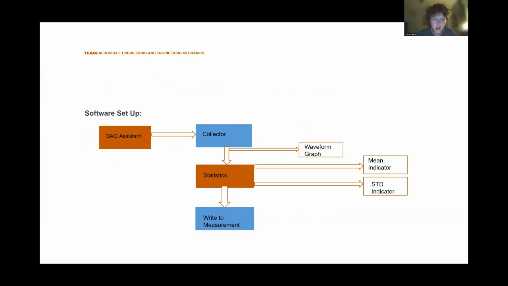Here is the setup for our software. You can see that we started with a DAQ Assistant, which went to the collector, and we had the statistics and the measurement box, and then we were outputting this waveform graph and the mean indicator and the standard deviation. That was just so we can see what the data is doing as we're taking our measurements.